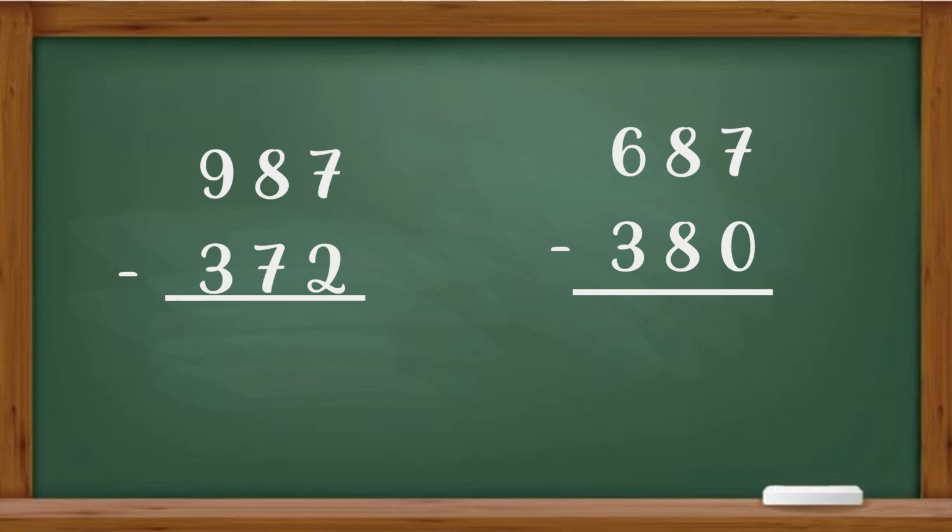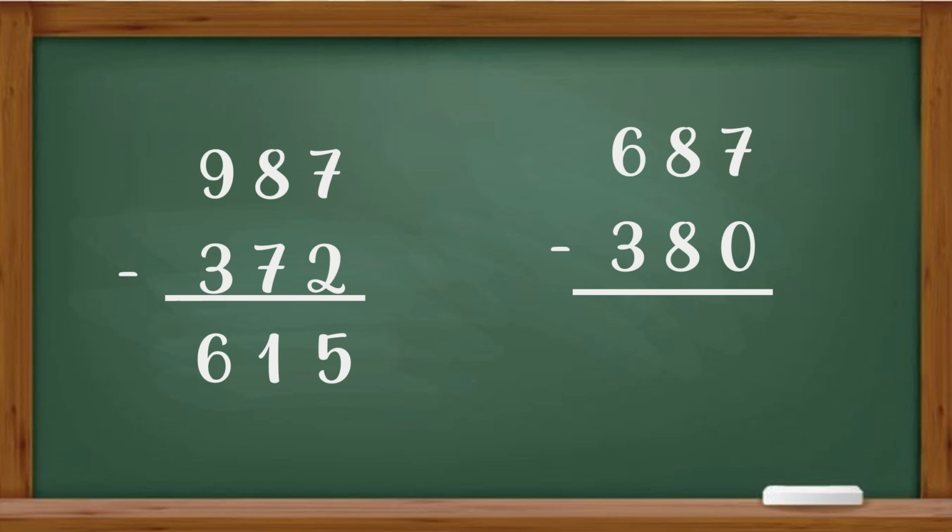Okay, so 7 minus 2 is equals to 5. 8 minus 7 is equals to 1. Next, 9 minus 3 is equals to 6. So our answer is 615. Next, let's proceed with the second question.